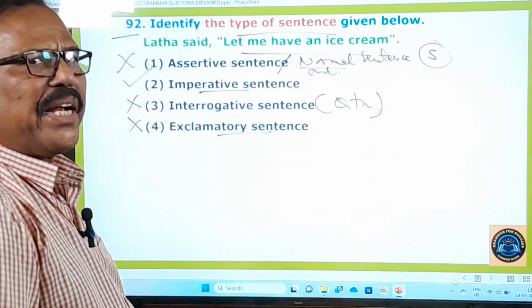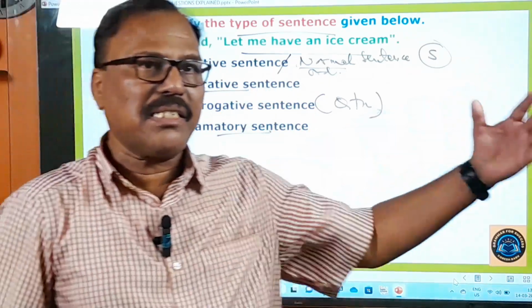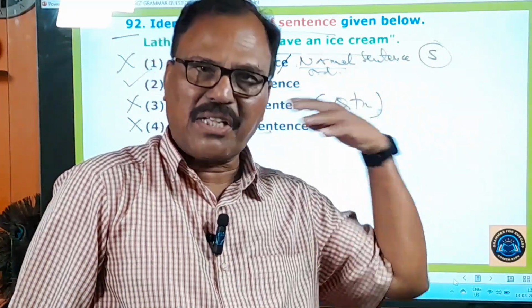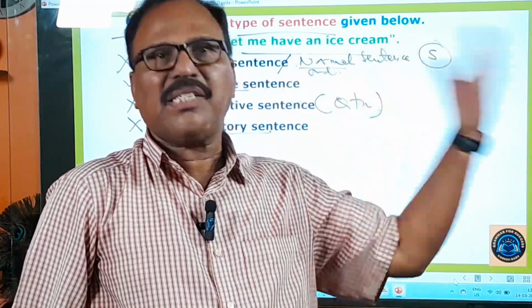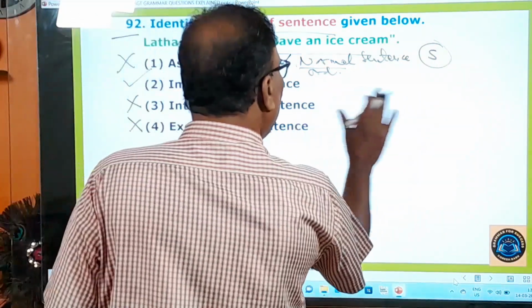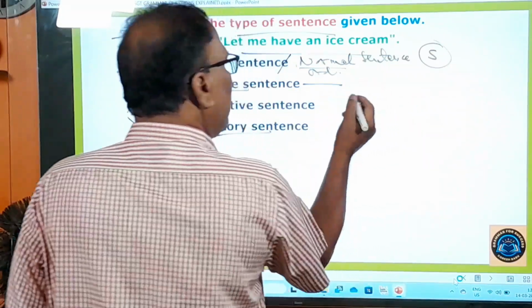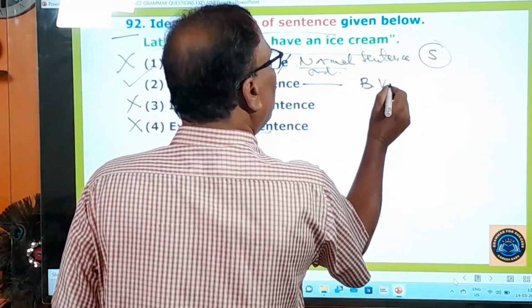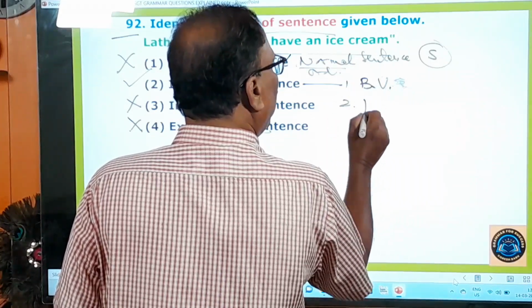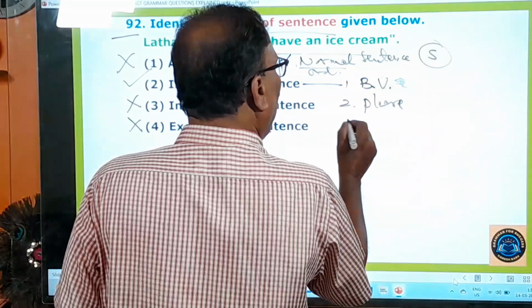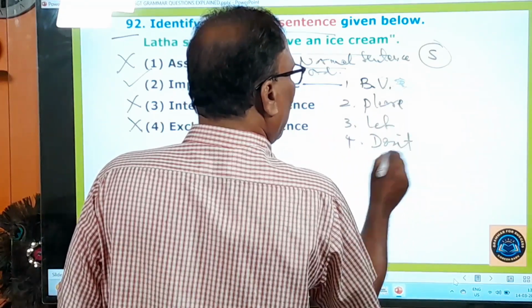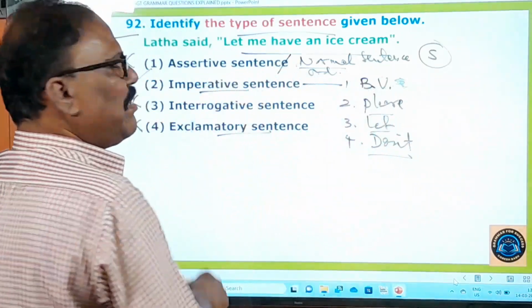Imperative sentence. What does an imperative sentence mean? A sentence that contains an order, a command, a request, a suggestion, a piece of advice, etc., is called an imperative sentence. And remember, it has four features. They generally begin with a base form verb. BV means a base form verb. They also begin with please. They also begin with let. They also begin with don't. These are the four features of imperative sentences.